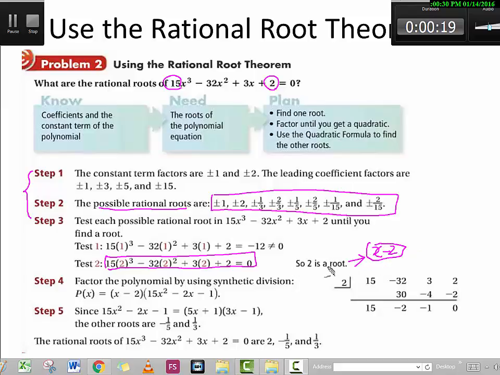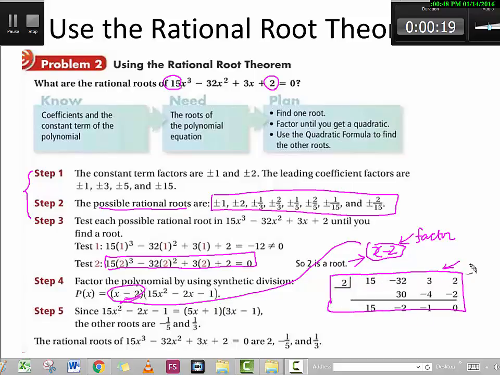So again, the root is 2, but the factor is x minus 2. That's why you have this x minus 2 right here. So once we know the root is 2, we use the synthetic division, which you learned in the last unit.